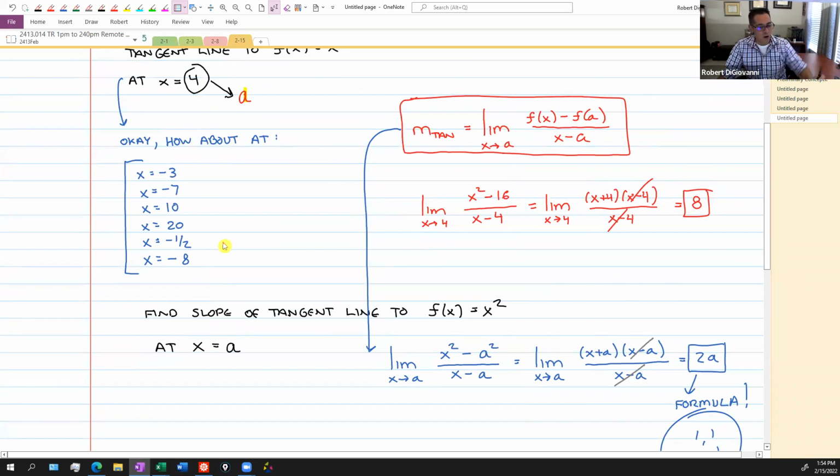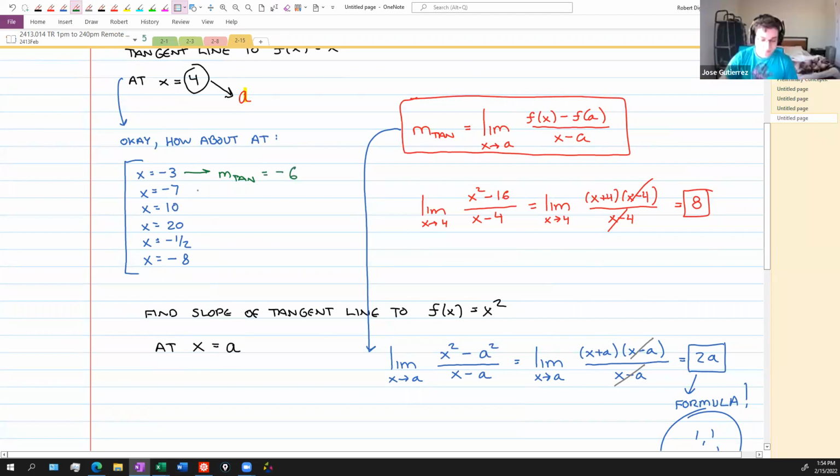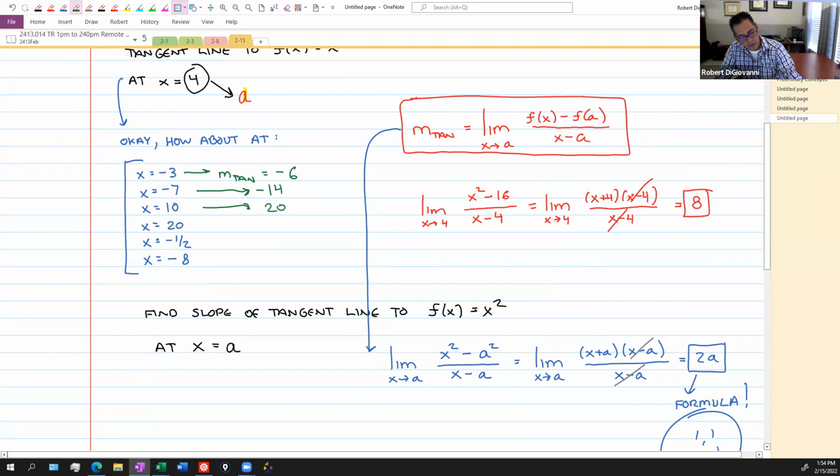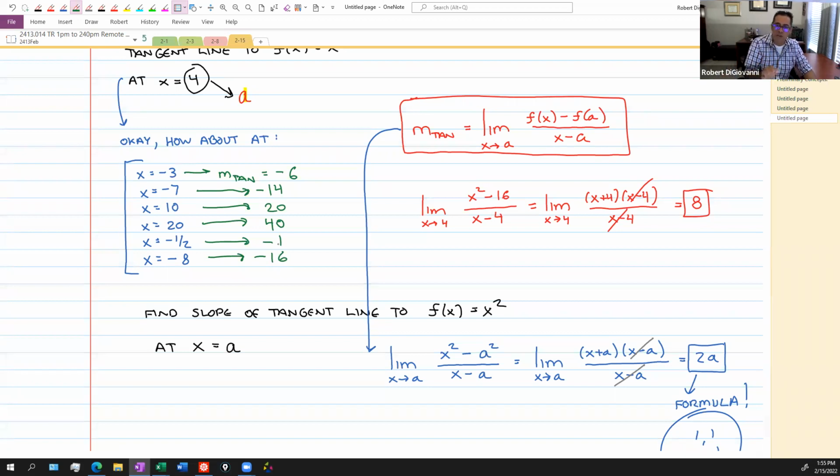And now I can do all of these quickly. What would the slope of the tangent line here be? -6, right? This one, -14. This one, 20. This one, 40. This one, -1, multiplying that by 2. This one, -16. Isn't that much more efficient? Instead of doing it at individual values, to do it generically at A and then have a formula?